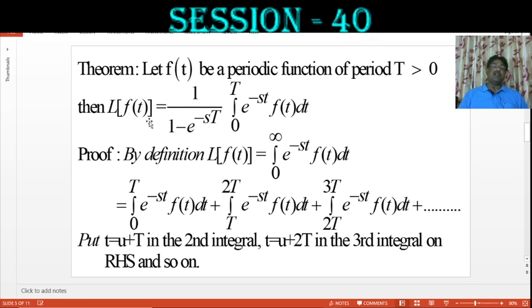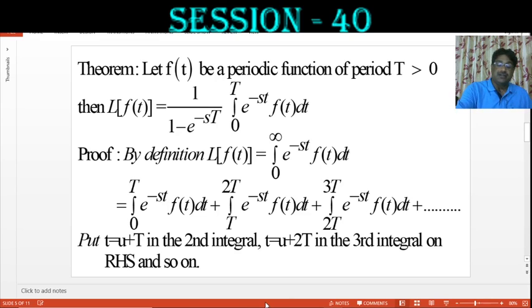Now, this is the Laplace transformation of the periodic function. Proof. By definition, L of f of t is integration 0 to infinity e raised to minus st f of t dt. You can split it. That is equal to integration 0 to T e raised to minus st f of t dt, plus T to 2T e raised to minus st f of t dt, plus 2T to 3T e raised to minus st f of t dt, and so on. Now, keeping the first integral as it is, in the second integral put t equal to u plus T, in the third integral t equal to u plus 2T, and so on.